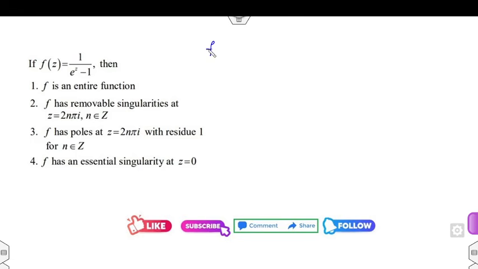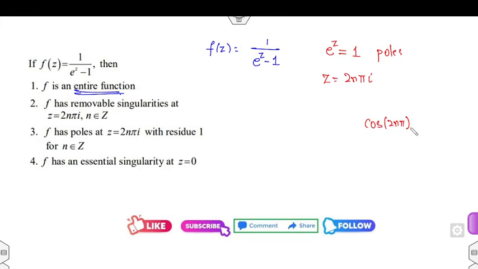The function f of z, which is 1 over e raised to power z minus 1, is entire. Entire means there is no pole, but clearly e raised to power z is equal to 1 is my pole. When the value of e to the z will be 1, z is 2 n pi iota. 1 means that is cos of 2 n pi plus iota sine 2 n pi, which will be 1. Fine. So that means you have this number of poles. Once you have a pole, it can never be an entire function.